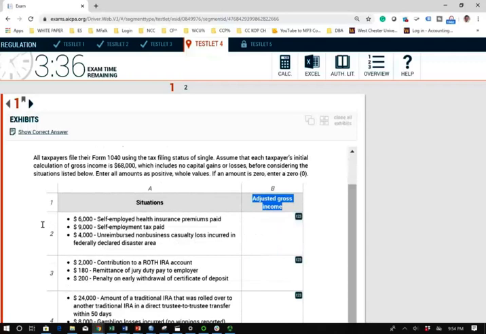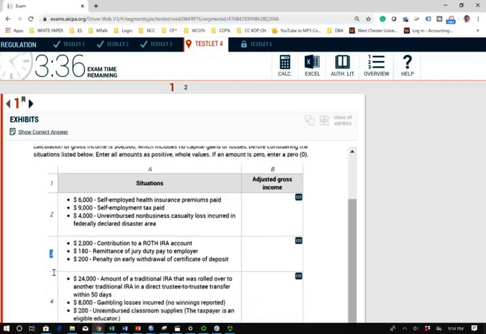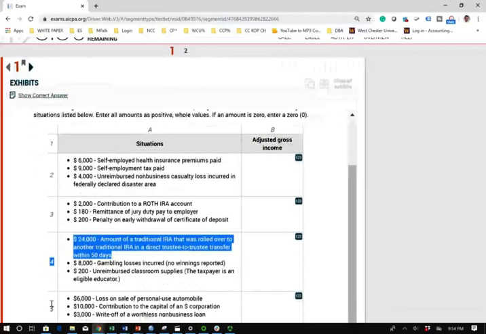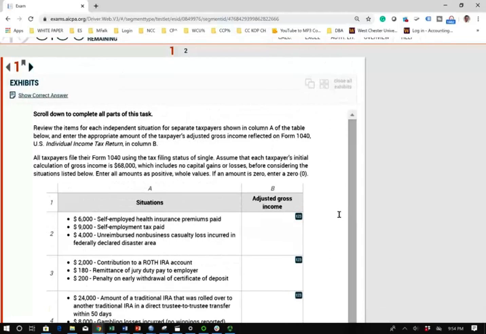Now, the first thing I want to tell you is that in this simulation, you are lucky in a sense that each situation is independent. So if you get two wrong, you can still get three right. You may get three right, four wrong, but you can get five correct. This is good because they are not interconnected. But the topic is the same: adjusted gross income.